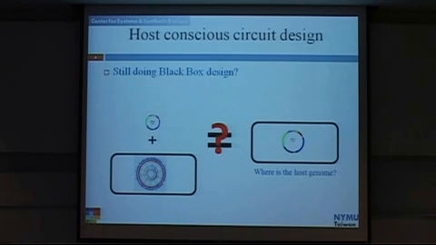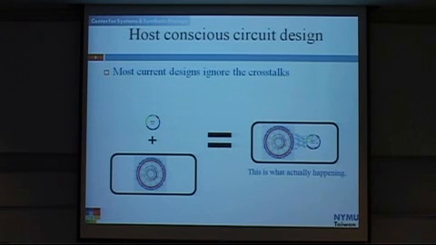Most designs you see here are still so-called black box designing. You put so-called genetic circuits into a host cell, and all you see is your genetic circuits, not the host. You don't even have host-conscious circuit design. So most current designs actually ignore the crosstalk between your circuits and the host genomes. But what actually happens is there is a lot of crosstalk between the host genomes and your circuit.